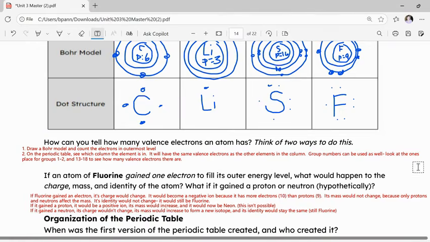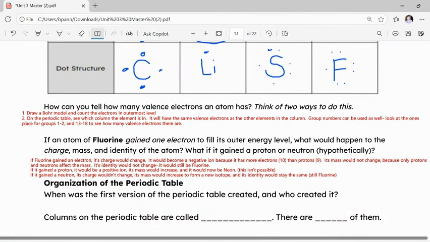Let's think about how changing the particles would change the atom. If an atom of fluorine gained 1 electron, its charge would change. Because it now has more electrons than protons, it's now a negative ion. Its mass wouldn't change, though, because only protons and neutrons affect mass. Its identity would not change, it would still be fluorine. It would now be a negative ion of fluorine.